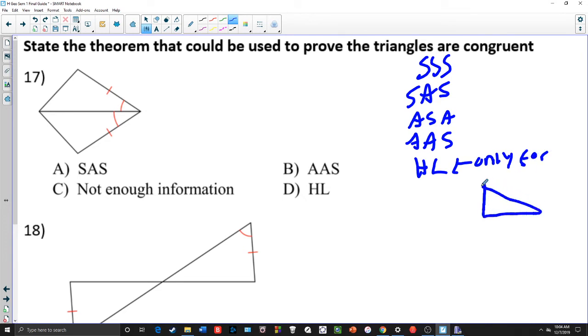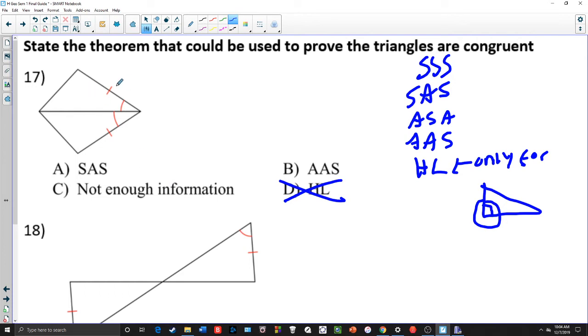So this one is only for right triangles. So it's something that looks like this. You have to have the right angle in order to use hypotenuse leg. If you don't, it's automatically not HL. Like for this one right here, we can automatically cross out HL because there's no right angle. So you're looking for which one of these does it match up with, and if it doesn't match up with any of them, then it's not enough information.